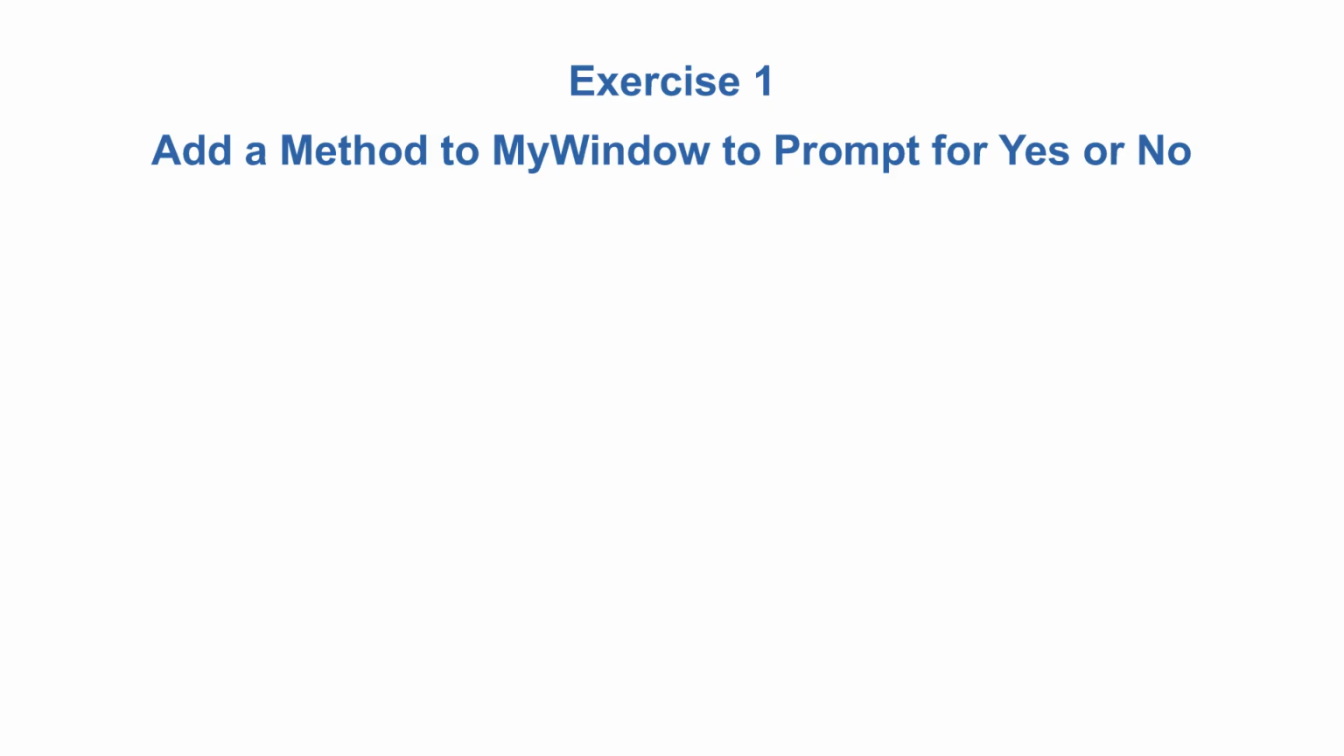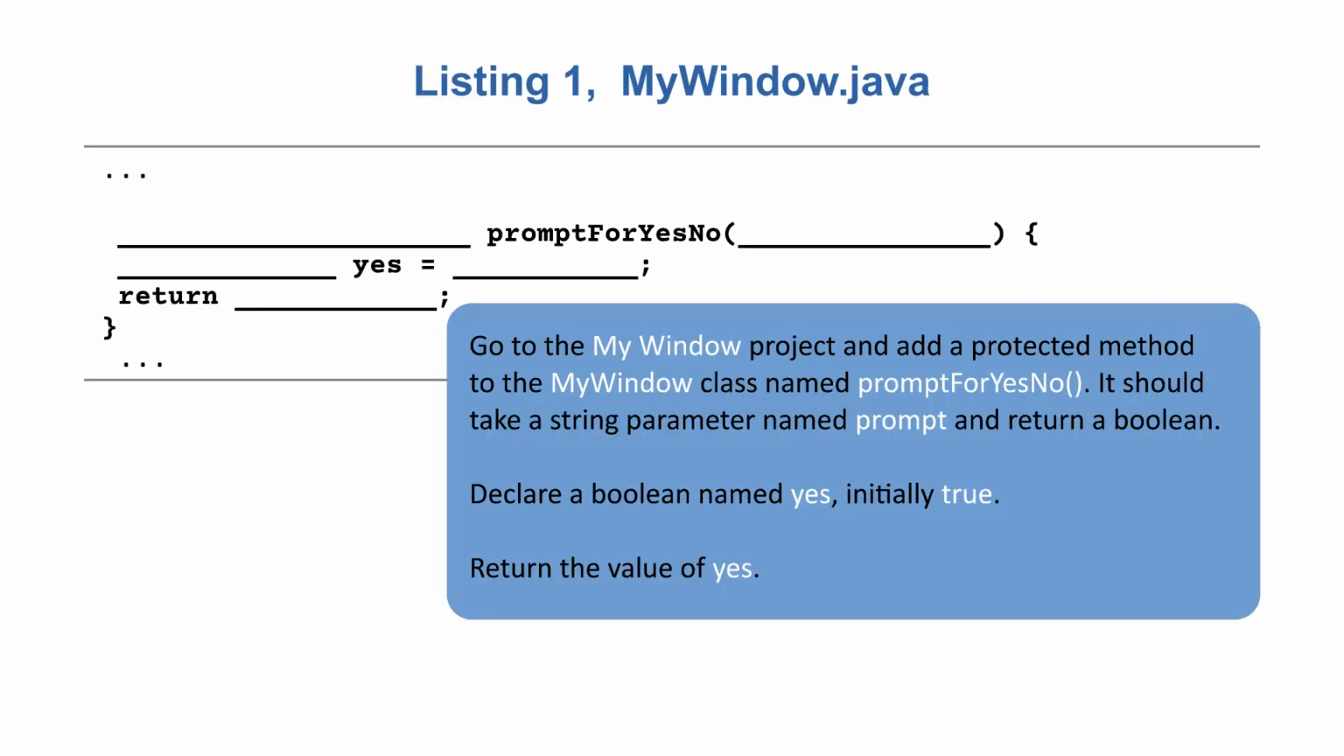Exercise 1. Add a method to MyWindow to prompt for yes or no. Pause the video if you need more time in any of these exercises. If you want to see how I would complete any of the listings, please refer to the completed listings at the end of this video.